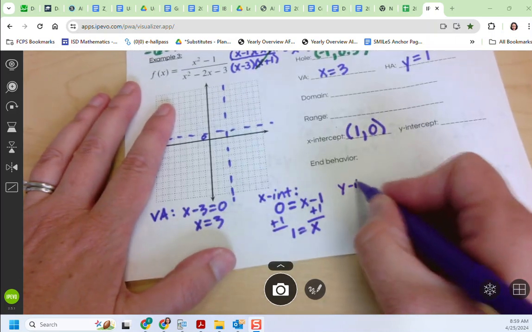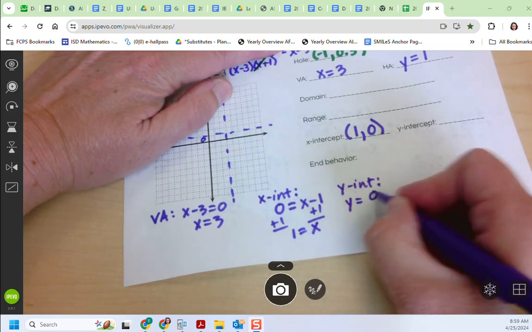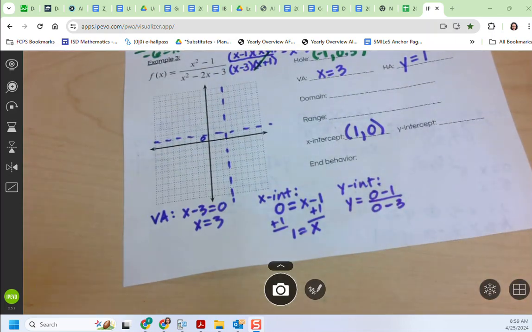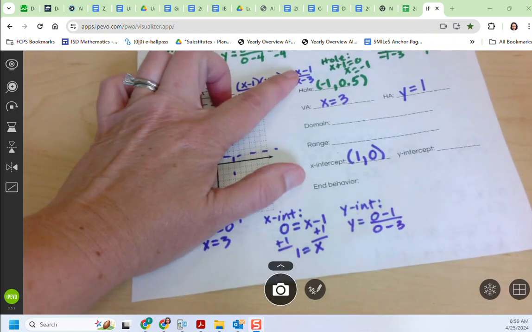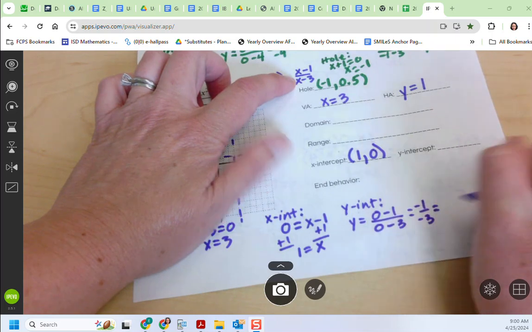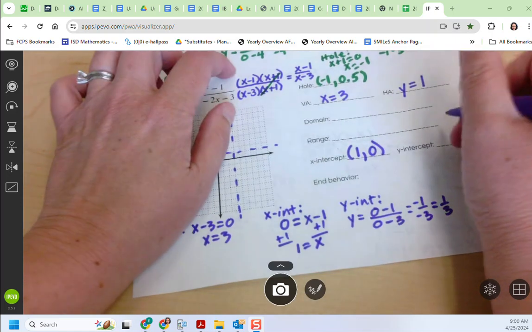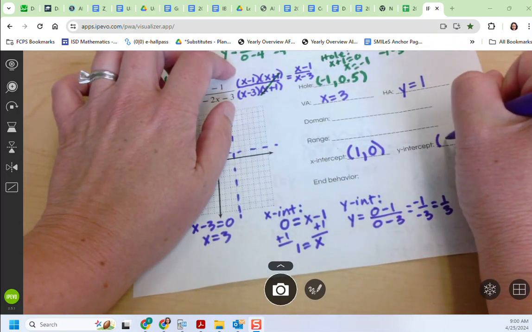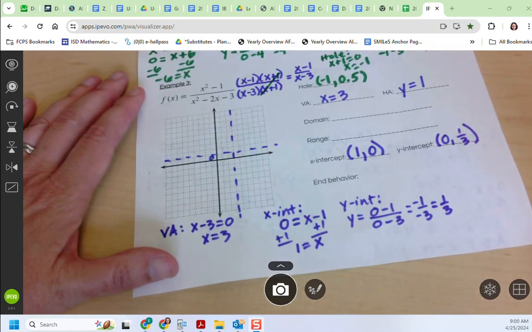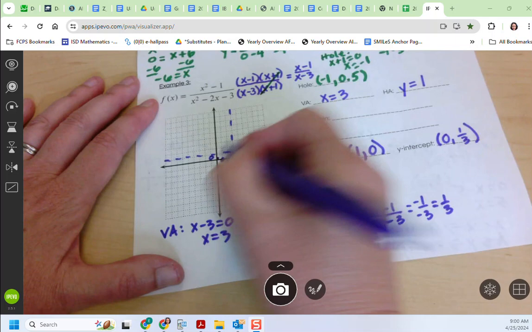For our y-intercept, we make x 0. So I put 0 for both the x's in my simplified fraction up here. I got -1 over -3. Negative over negative is what? Positive. So you could have 1/3 or 0.3. Okay, so I'm going to graph those. 1, 0. Oh, and 0, 1/3 is super hard to graph right there.